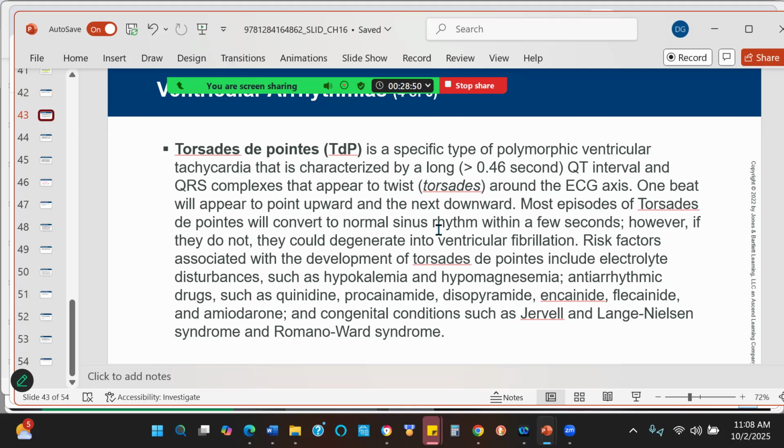Torsades de pointes. This is a specific kind of cardiac rhythm that is very serious. It's a type of ventricular tachycardia.